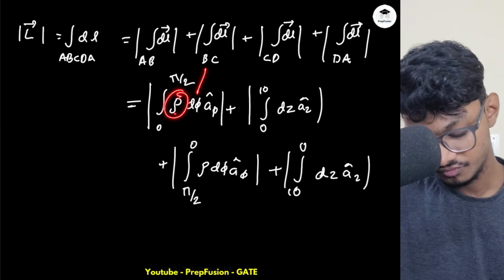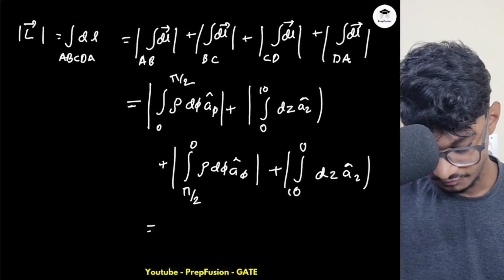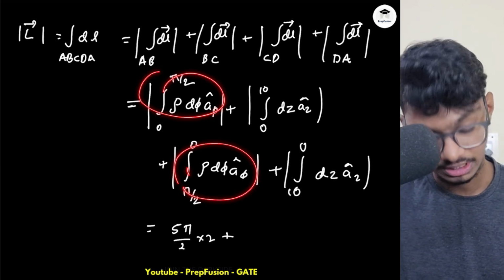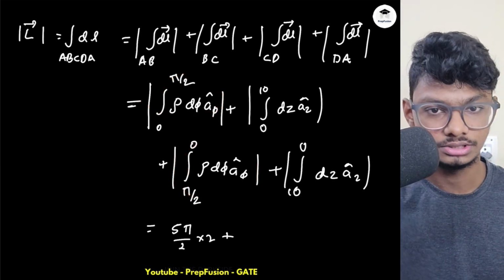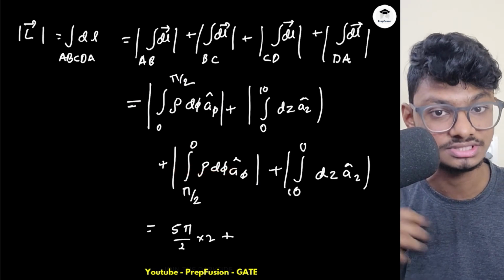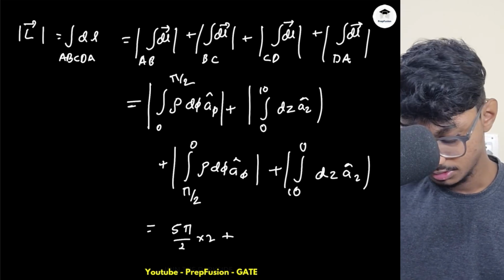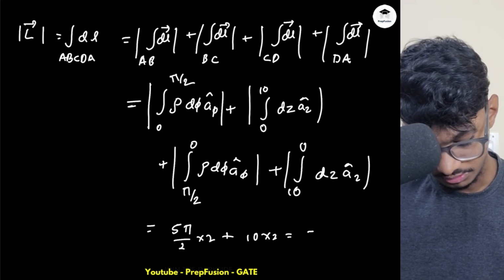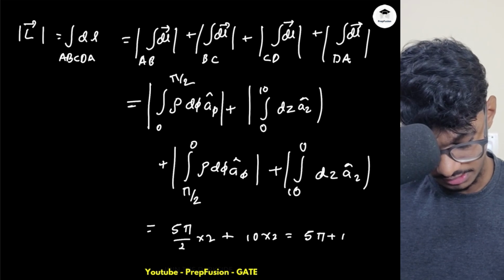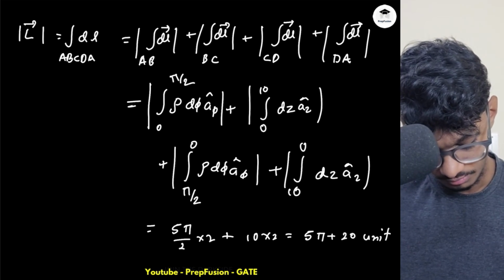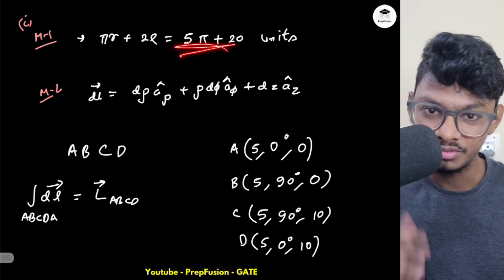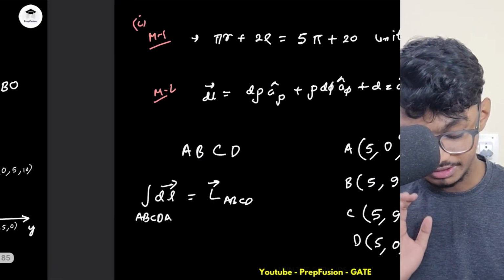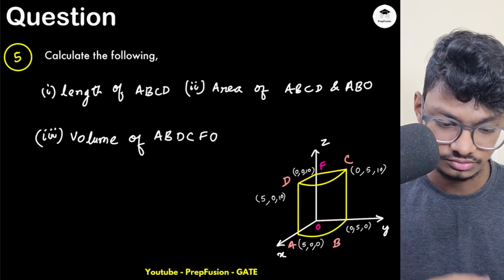Rho is what? 5 into pi by 2, so 5 pi by 2 times 2, plus, because this is repeated, and I will not take care of the negative sign, I will just make it positive because I'm just taking the magnitude, I'm just interested in the length. Plus this, 10 times 2, so we get 5 pi plus 20 units. So exactly what we got here. Sometimes common sense gives you the answer quickly, but this also is a good method to have if the shape is unknown to you.